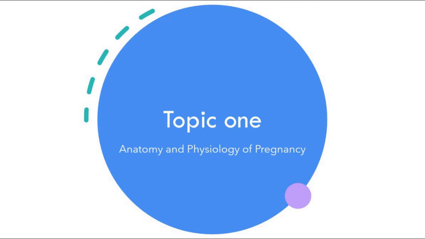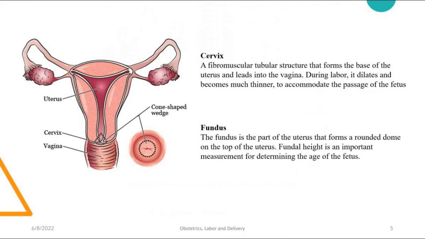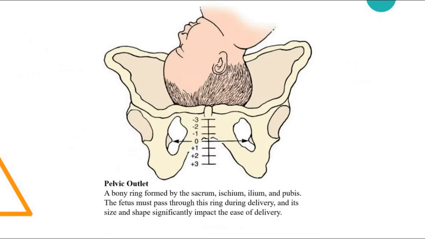First, just a little bit of anatomy and physiology. We should be aware of a couple of terms. The fundus is the top rounded part of the uterus. We also discussed the pelvic outlet, which is nothing more than all of the bones of the pelvis put together. It forms a ring, and the baby has to pass through that ring of bones. Because they are bones and they are rigid, this is one of the primary sources of complications, getting the baby to fit through that pelvic outlet.